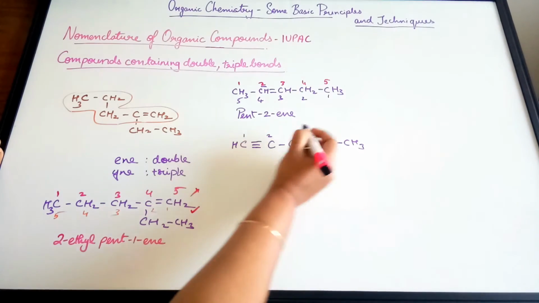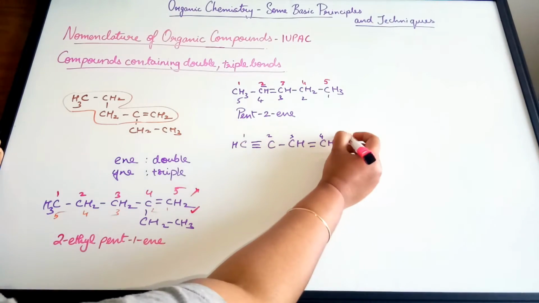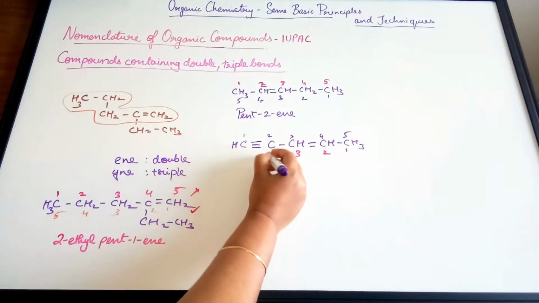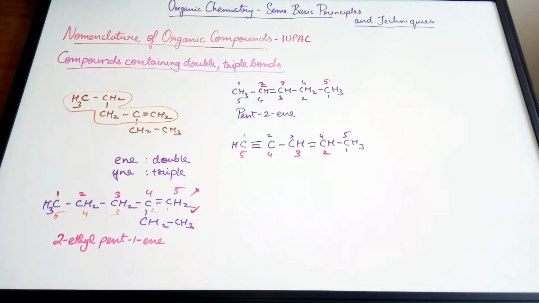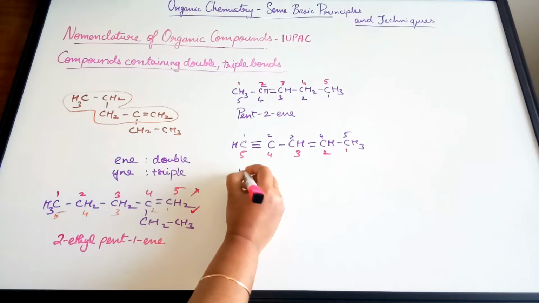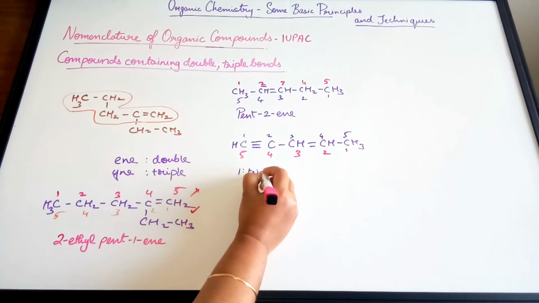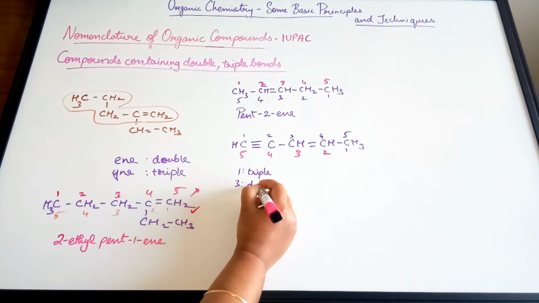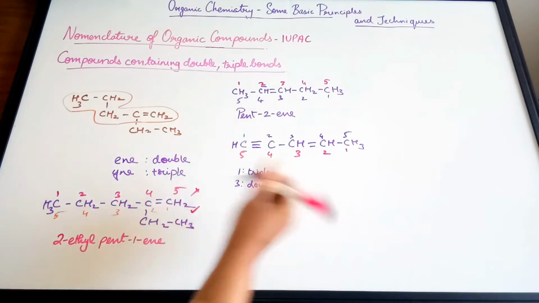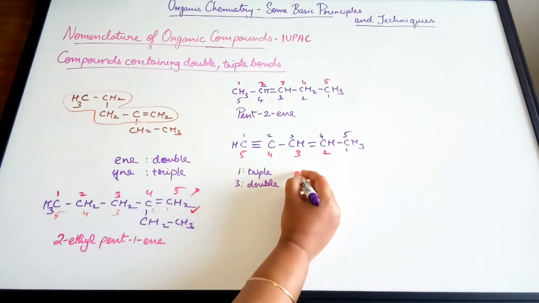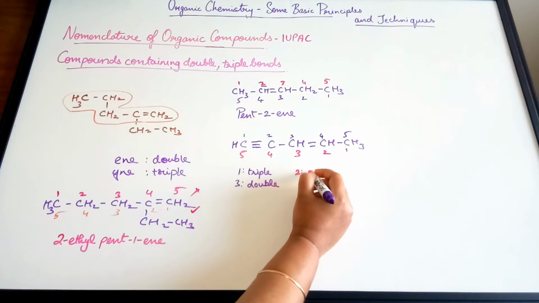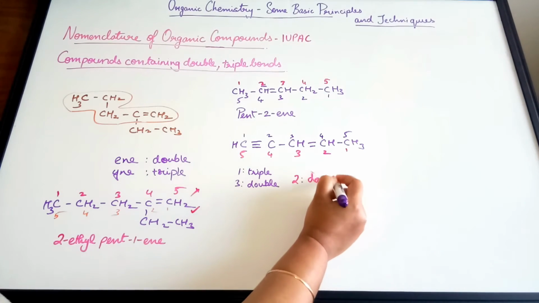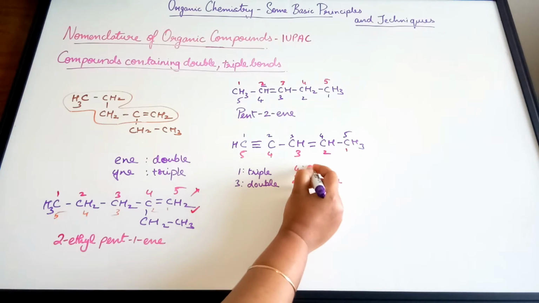So 1, 2, 3, 4 and 5 is one way of numbering it. 1, 2, 3, 4, 5 is the second way. In the first way, you have the triple bond attached to the first carbon and the double bond attached to the third carbon. That is case 1. The second way, you have the double bond attached to the second carbon and the triple bond attached to the fourth carbon.